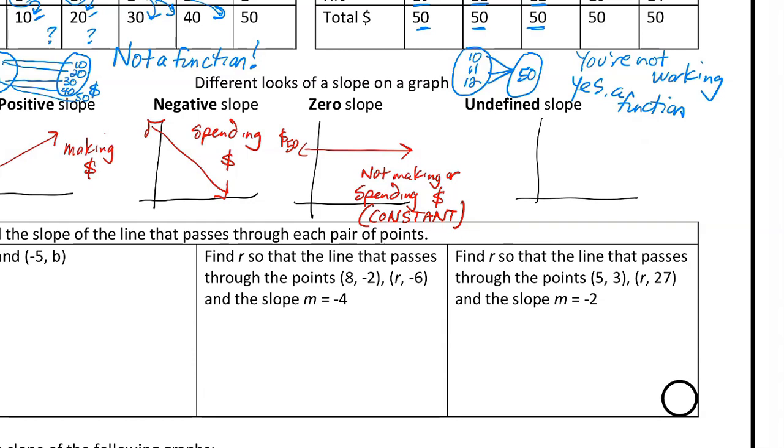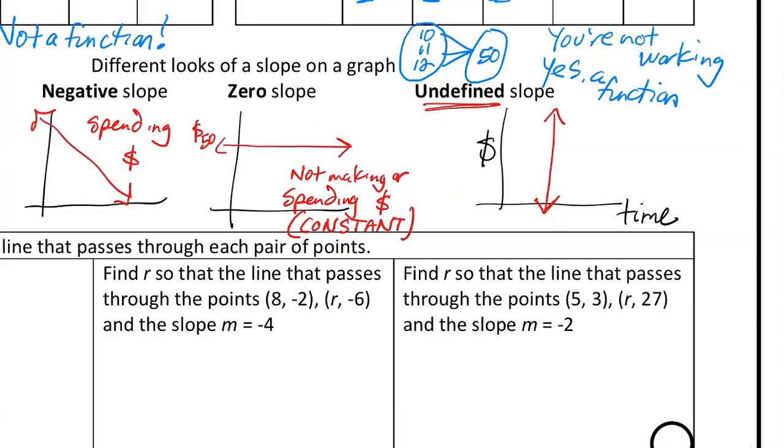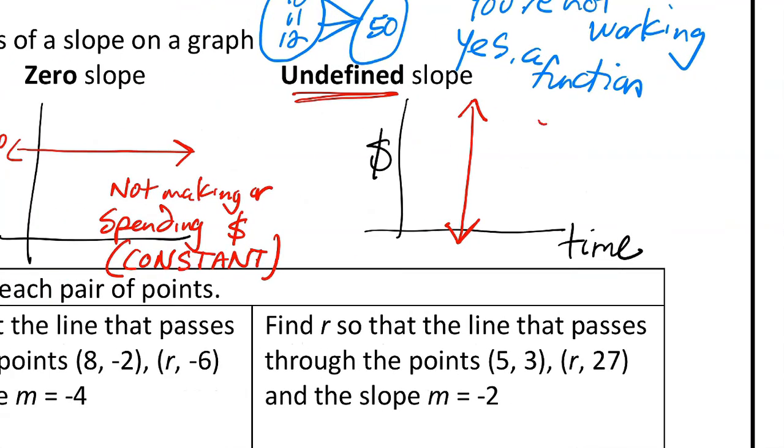An undefined slope is like that scenario 3. An undefined slope would be one like this. So if this is money and this is time, a vertical line like this would be undefined, because this would mean you have no clue how much money you have.